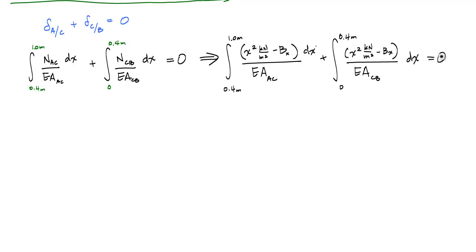And now I'm just going to integrate and solve for Bx after substituting some numbers. And here we knew that E is 70 GPa, which is the same as 70 kilonewtons per millimeter squared. And the area of segment AC is 100 millimeters squared. Similarly, the area of segment CB was 50 millimeters squared. And now I just integrate, do my calculus right, and solve for Bx, because here I have one equation, one unknown, this being my only unknown.